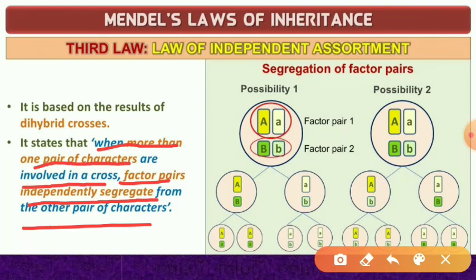Here, possibility 1 and possibility 2, factor pair 1 and factor pair 2. When gametes form, this pair of factors independently segregates from the other pair of factors. Okay, that is the law of independent assortment.